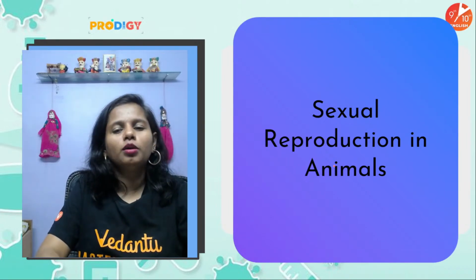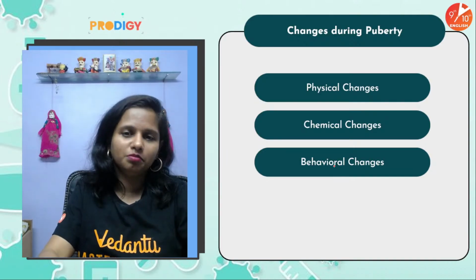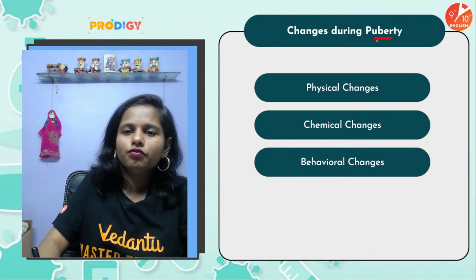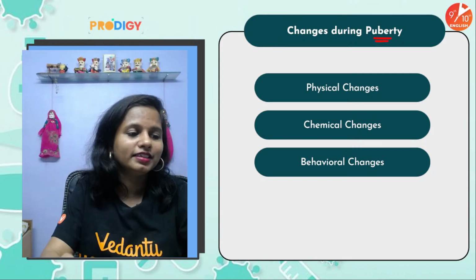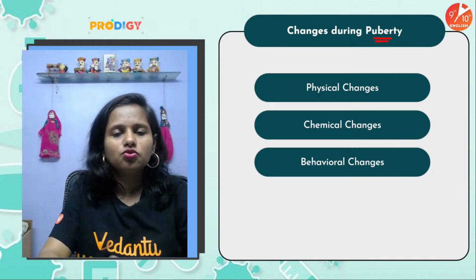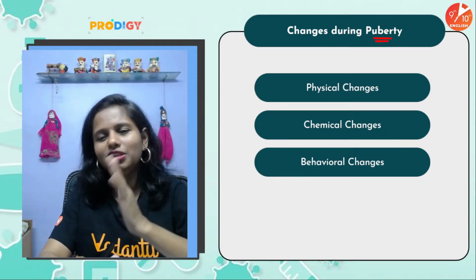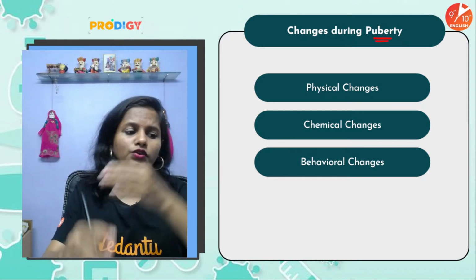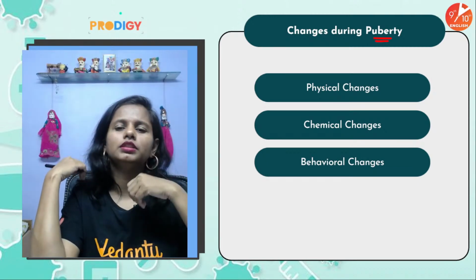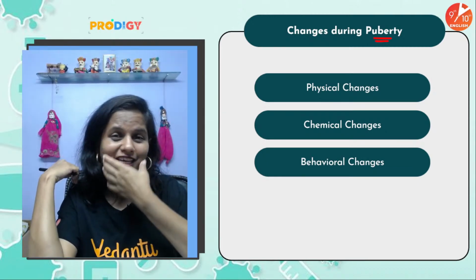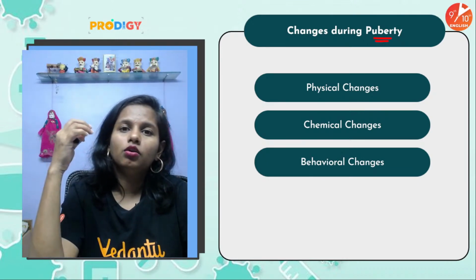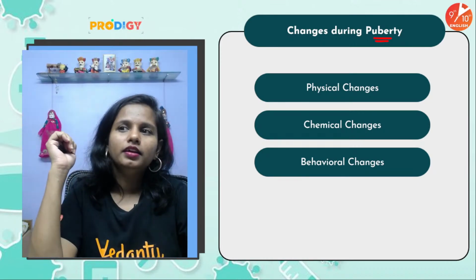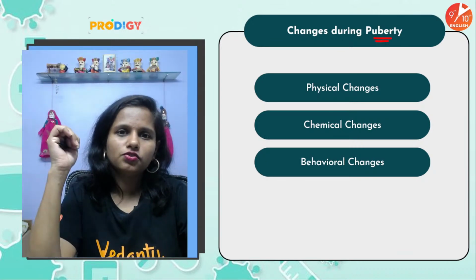So now let's talk about the sexual reproduction in animals, that is human beings. Sexual maturity begins when an individual hits puberty. Puberty is associated with three changes: physical, chemical and behavioral. Physical changes in boys: face becomes oily, one may develop pimples, there's development of facial hair in the form of mustache and beard, voice becomes hoarse, growth of hair in the armpits, arms, legs, groin area, that is pubic hair.